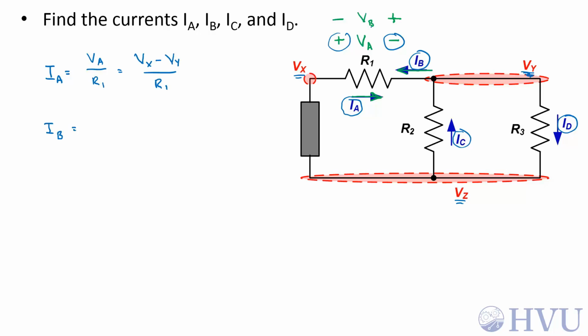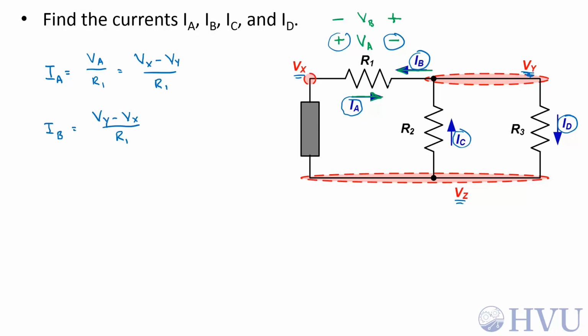Now I sub B is V sub B, which is V sub Y minus V sub X over R1. The voltage at the positive terminal is V sub Y, the voltage at the negative terminal is V sub X. I divide that by R1.